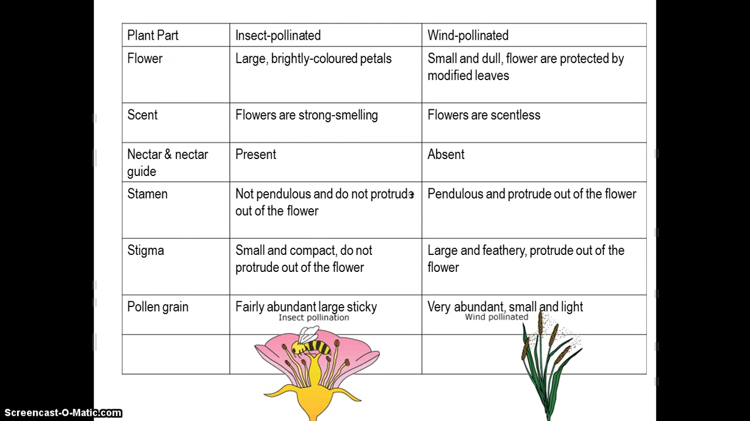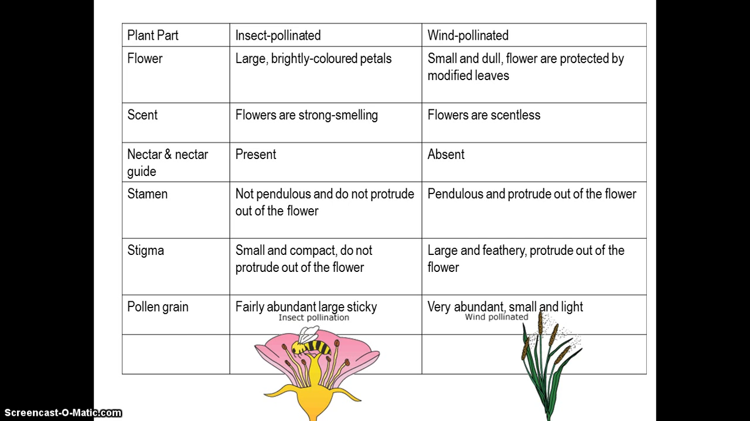Some of the differences between insect-pollinated and wind-pollinated flowers. If we look at the diagram here, insect-pollinated flowers tend to have large brightly colored petals, but wind-pollinated flowers are small, dull, and protected by modified leaves. Insect-pollinated flowers produce a strong smell, while wind-pollinated flowers are usually scentless. Insect-pollinated flowers have nectar and nectar guides.